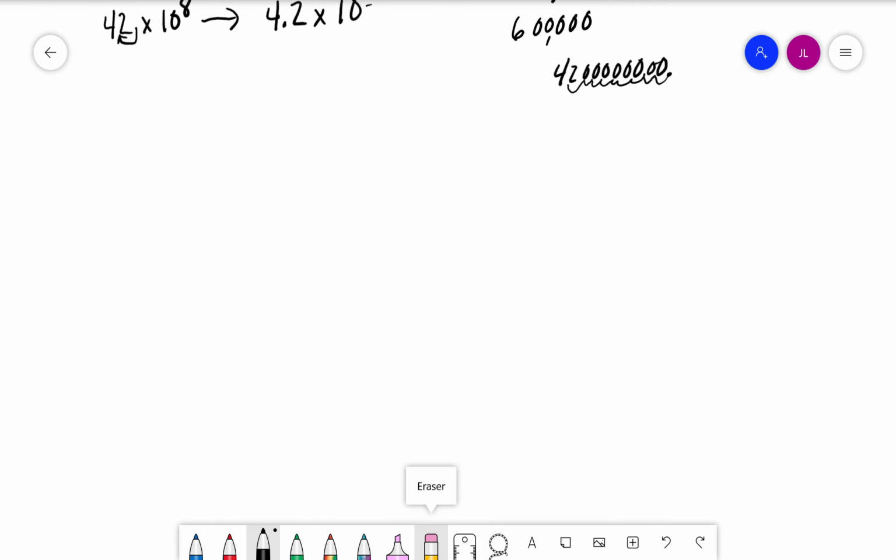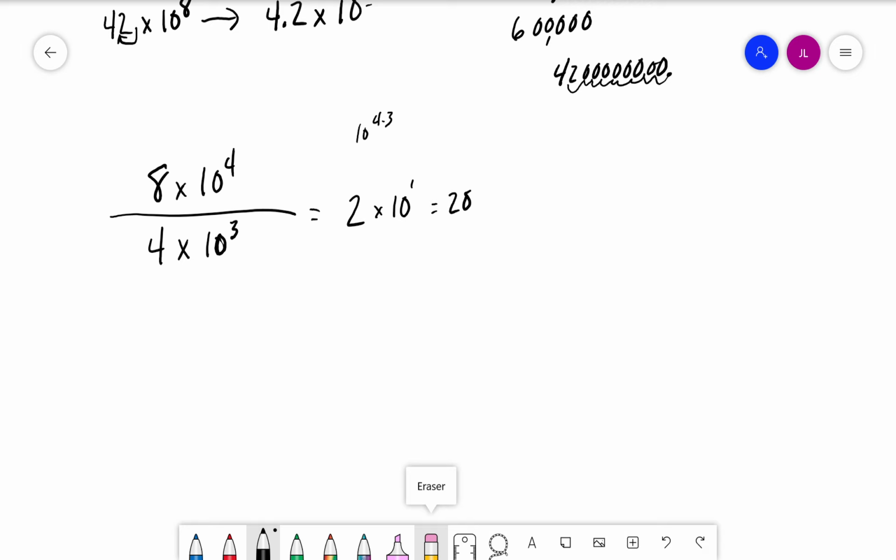What about when we have a quotient? What about when we're dividing? Well, when we're dividing, it's kind of the same thing. Let's say we have 8 times 10 to the fourth divided by 4 times 10 to the negative, and then we'll make this positive, 4 times 10 to the third. Well, again, we can just divide here. 8 divided by 4 is 2. And we bring this up, we get 10 to the third. We're looking at 10 to the fourth minus 3. So it's 2 times 10 to the first. We could just say it's 20.